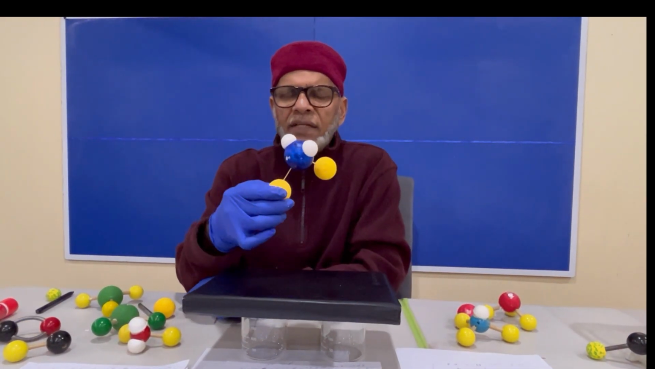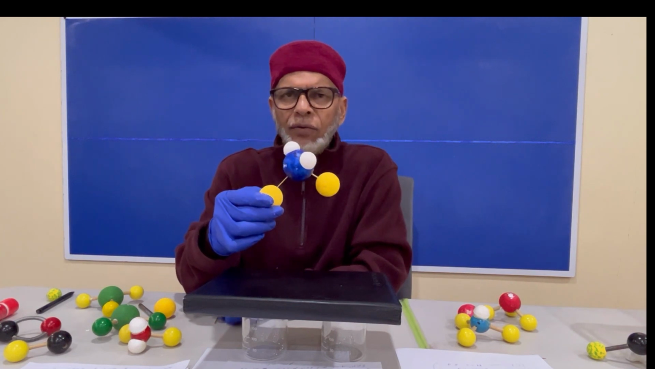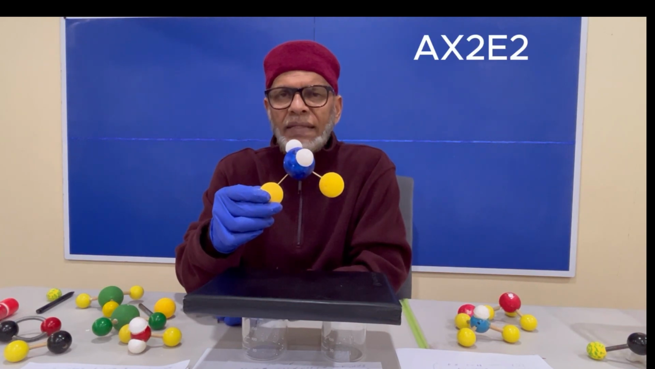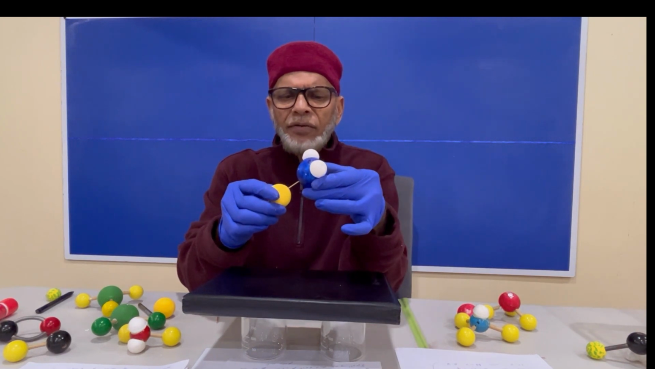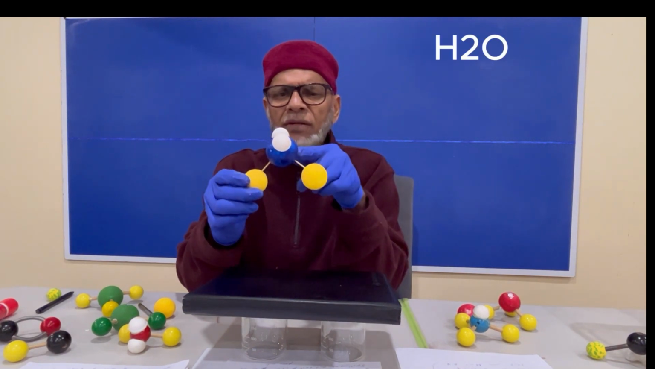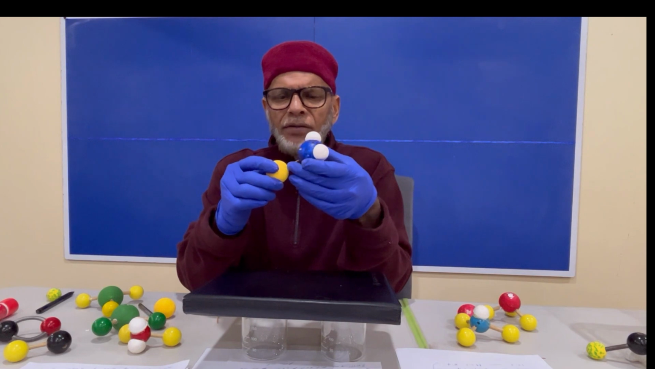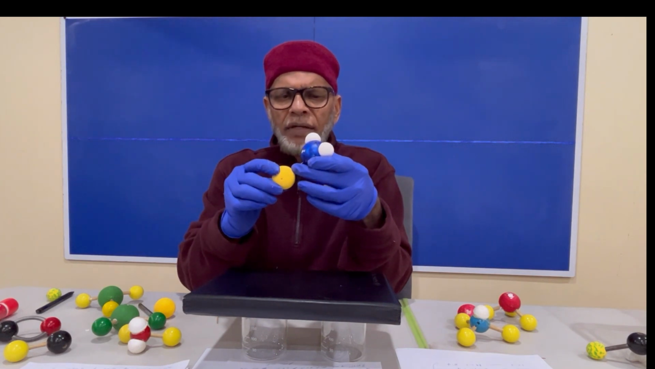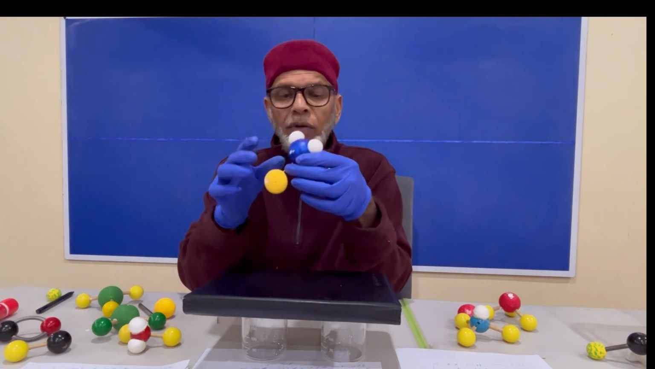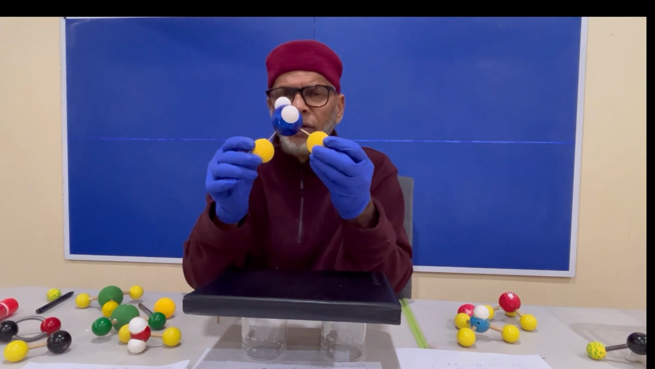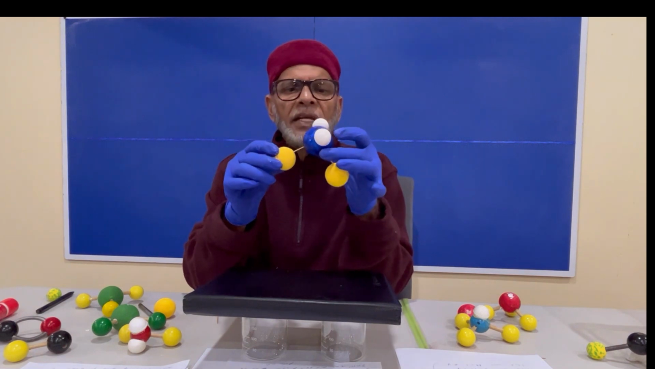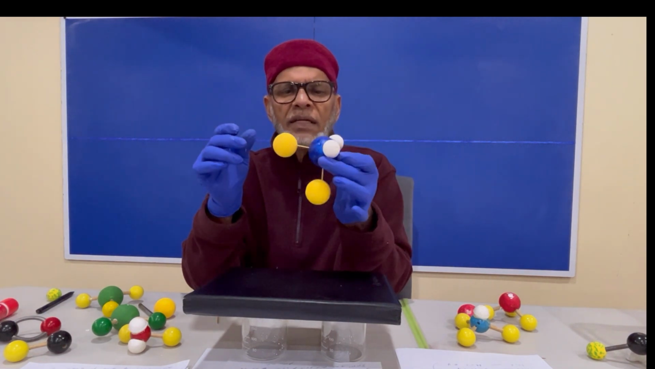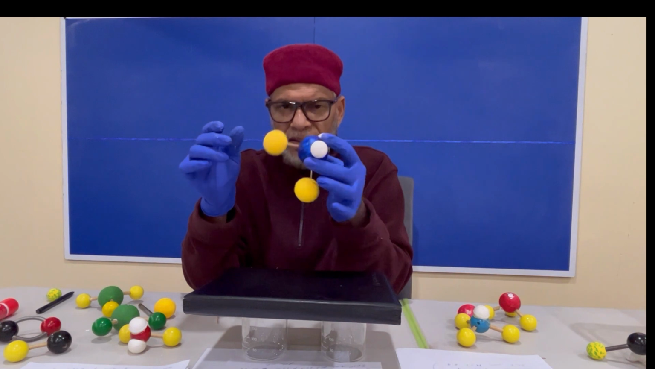We will now try to determine the polarities of a few AX2E2 type of molecules. Recall that such type of molecules have a central atom that is surrounded by 2 peripheral atoms and 2 lone pairs of electrons. The bond angle that the peripheral atoms make with each other is 105 degrees, and its molecular geometry is said to be V-shaped or bent.